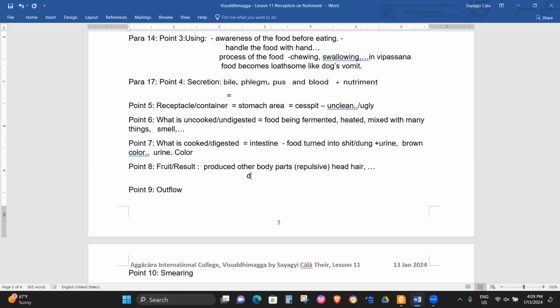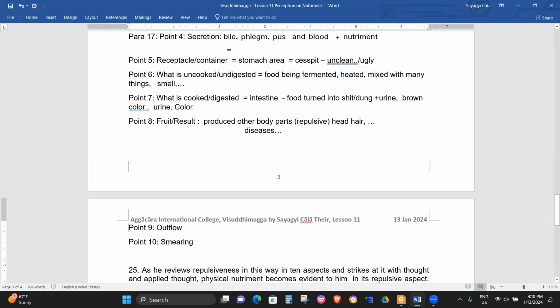It will actually produce, or if done wrongly, it will produce diseases also. Okay. Now, outflow. Outflow, I think is interesting already.